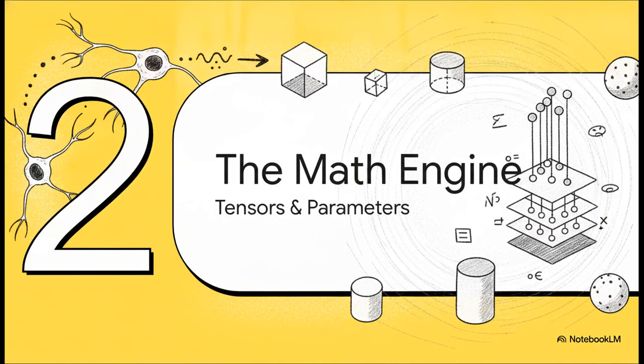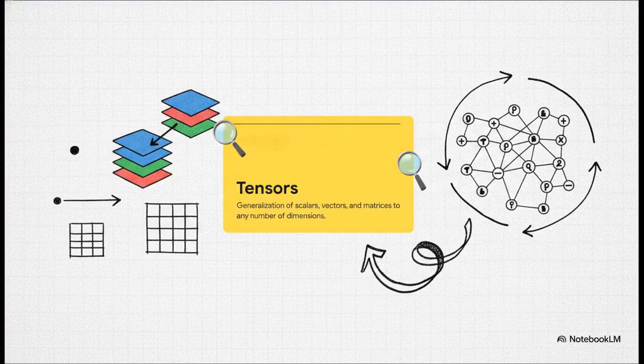Moving on to Section 2, the math engine. Tensors, parameters, and gradients. So to make a neural network deep, we basically stack up multiple hidden layers. And the data flowing through those layers takes the form of tensors. Let's bust some jargon right here. Tensors are just multi-dimensional data structures. For example, a color image is just a three-dimensional tensor made up of height, width, and color channels.